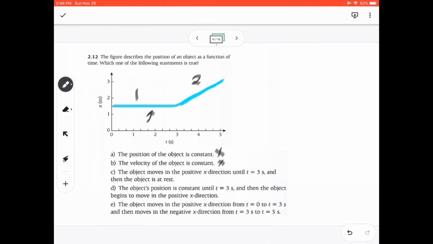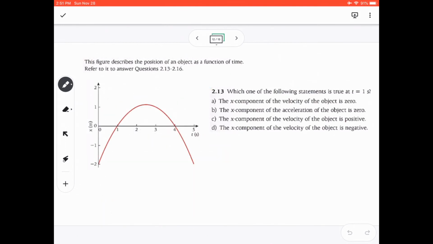The object moves in the positive x direction until t is equal to 3 seconds, and then the object is at rest. It's not true, because at part 2 of the graph, it's not at rest. So this is wrong. The object's position is constant until t is equal to 3 seconds, and then the object begins to move in the positive x direction. That's correct. And then the object moves in the positive x direction from t equals 0 to t equals 3, and then moves in the negative direction. This is wrong. So there's only one true statement, which is letter D.